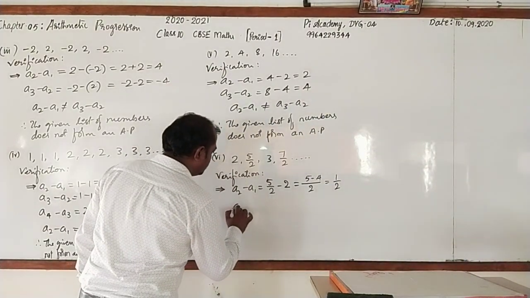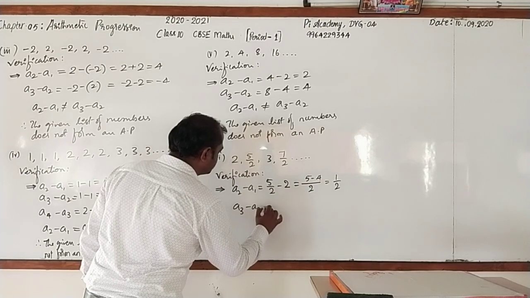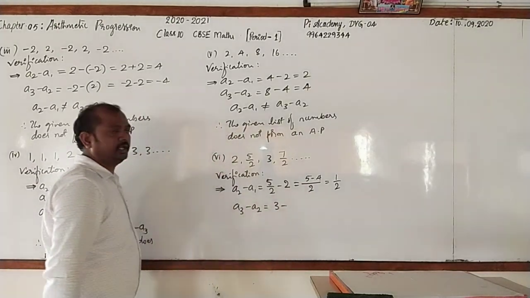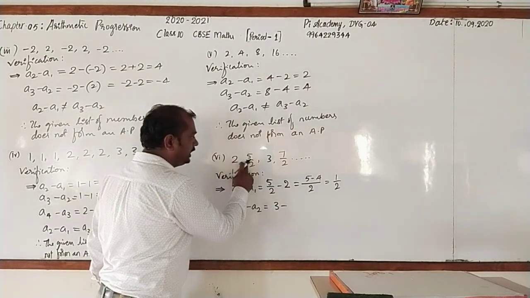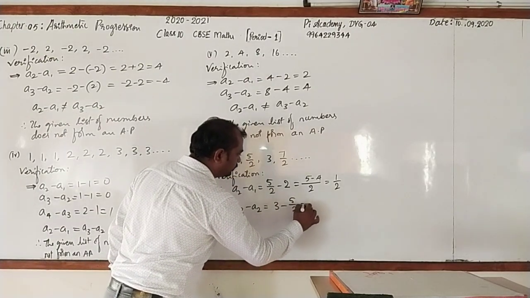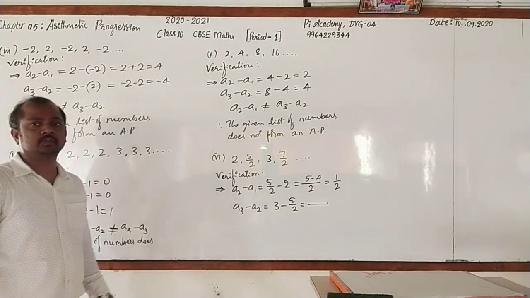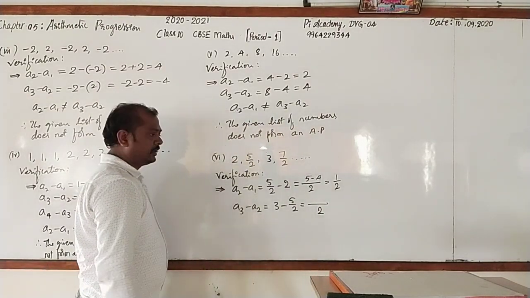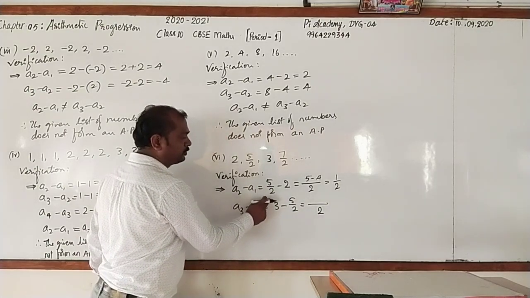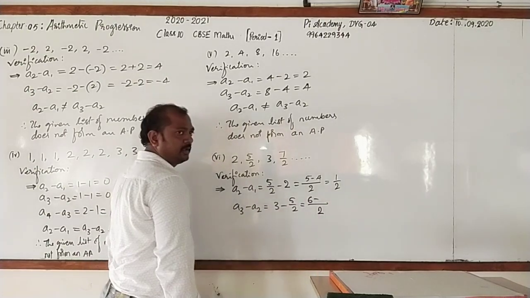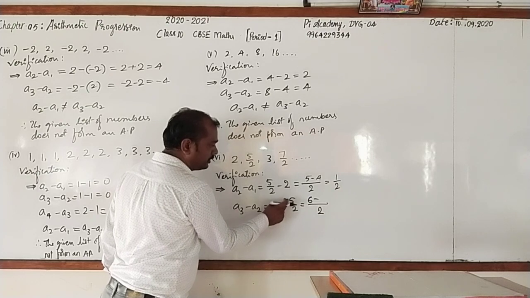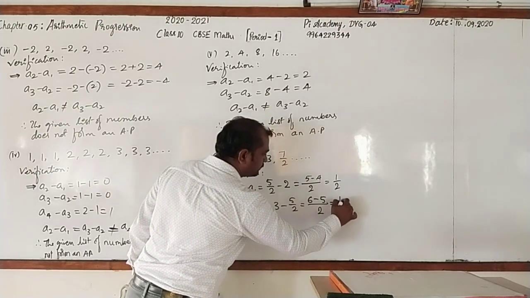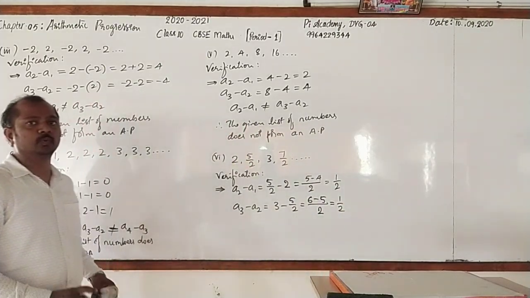Go for the next term. It is A3 minus A2. What is A3? This is 3 minus A2, which is 5 by 2. Again, here also you have to take LCM. The LCM is 2. Multiply LCM with the first term: 2 3s are 6. Multiply LCM with the second term: 2 gets cancelled, 5 will remain. 6 minus 5, 1, 1 by 2.